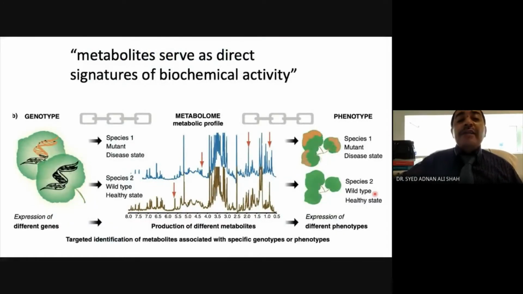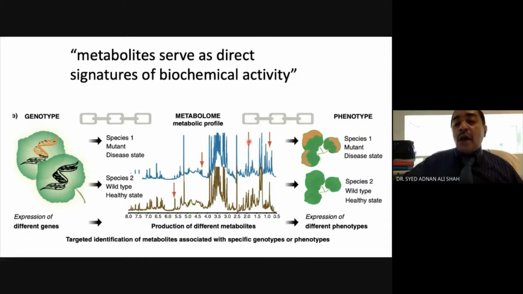So metabolites serve as a direct signature of biochemical activity. Whatever the expression of the genes, different genes can be translated into a set of metabolites, or the production of different metabolites. For example, this is the spectrum of a healthy state, and this is the disease.